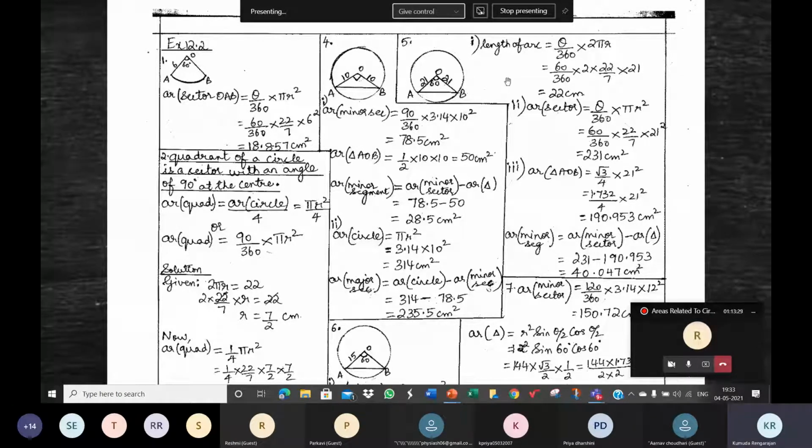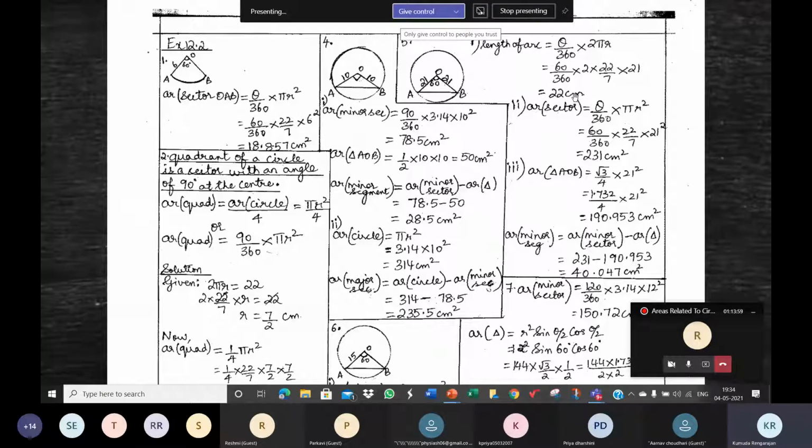So length, children, this is length of arc, not pi r square, 2 pi r, length of arc. Arc is a part of the circumference of the circle. Length of arc is equal to theta by 360 into 2 pi r, 60 by 360 into 2 into pi. There's no instruction to take 3.14, so we use 22 by 7 into r, which is 21. Work that, and this is the length of the arc, 22 centimeters.